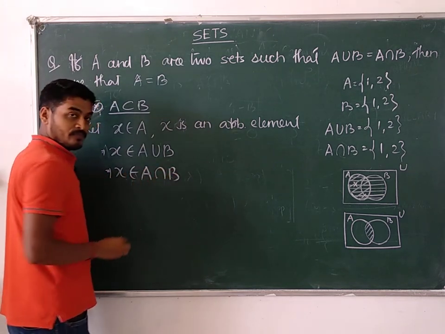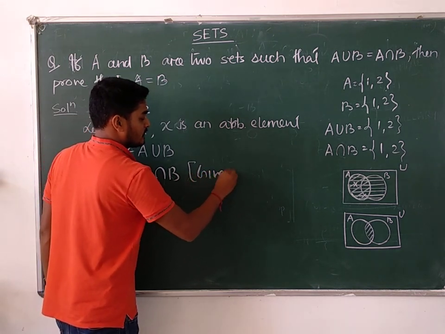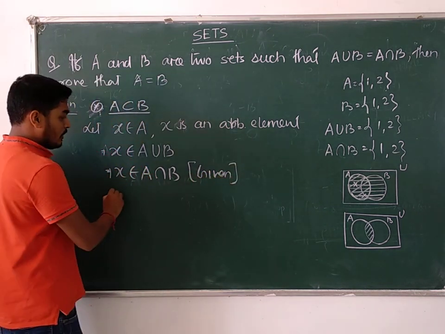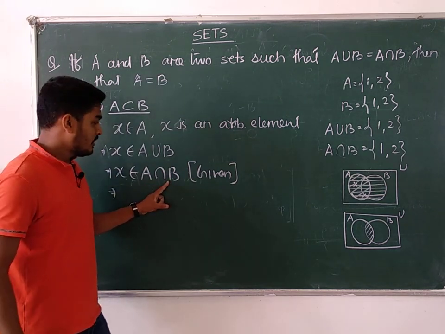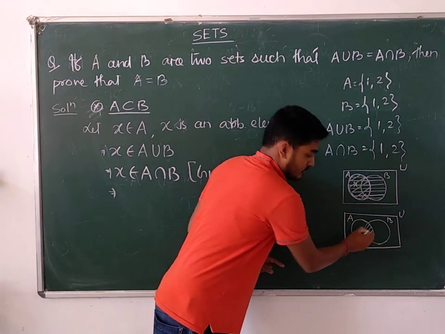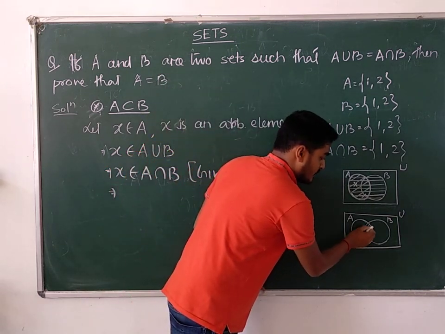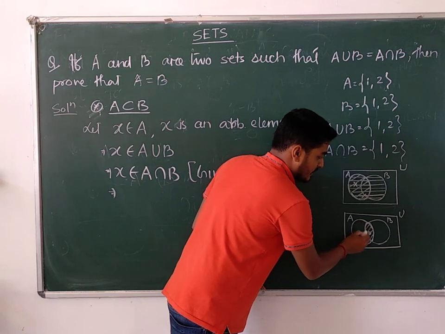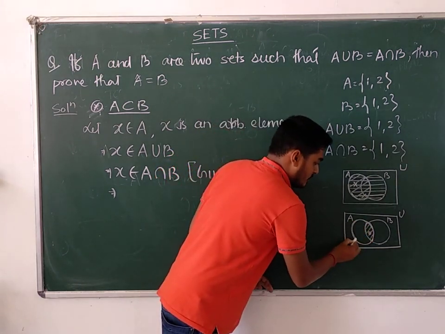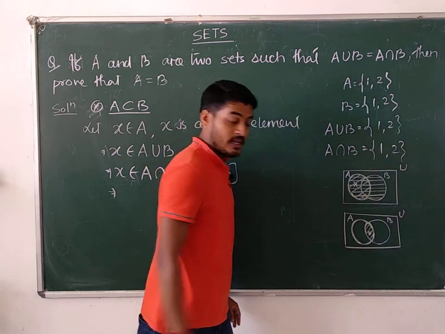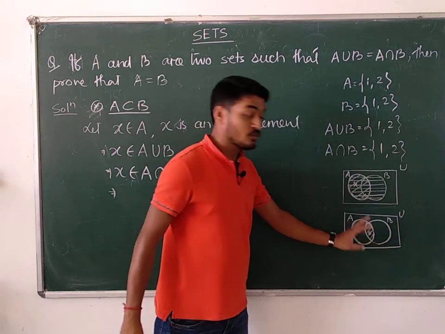Do you know why? It is given. It is a given condition. Okay, now listen. What does it mean actually? X belongs to A intersection B means, let us consider this arrow diagram. If we consider an element from this intersection portion, this portion is known as the intersection portion. This portion is an area of the set A also, and this portion is also an area of the set B. That means this is the common portion of both the sets.